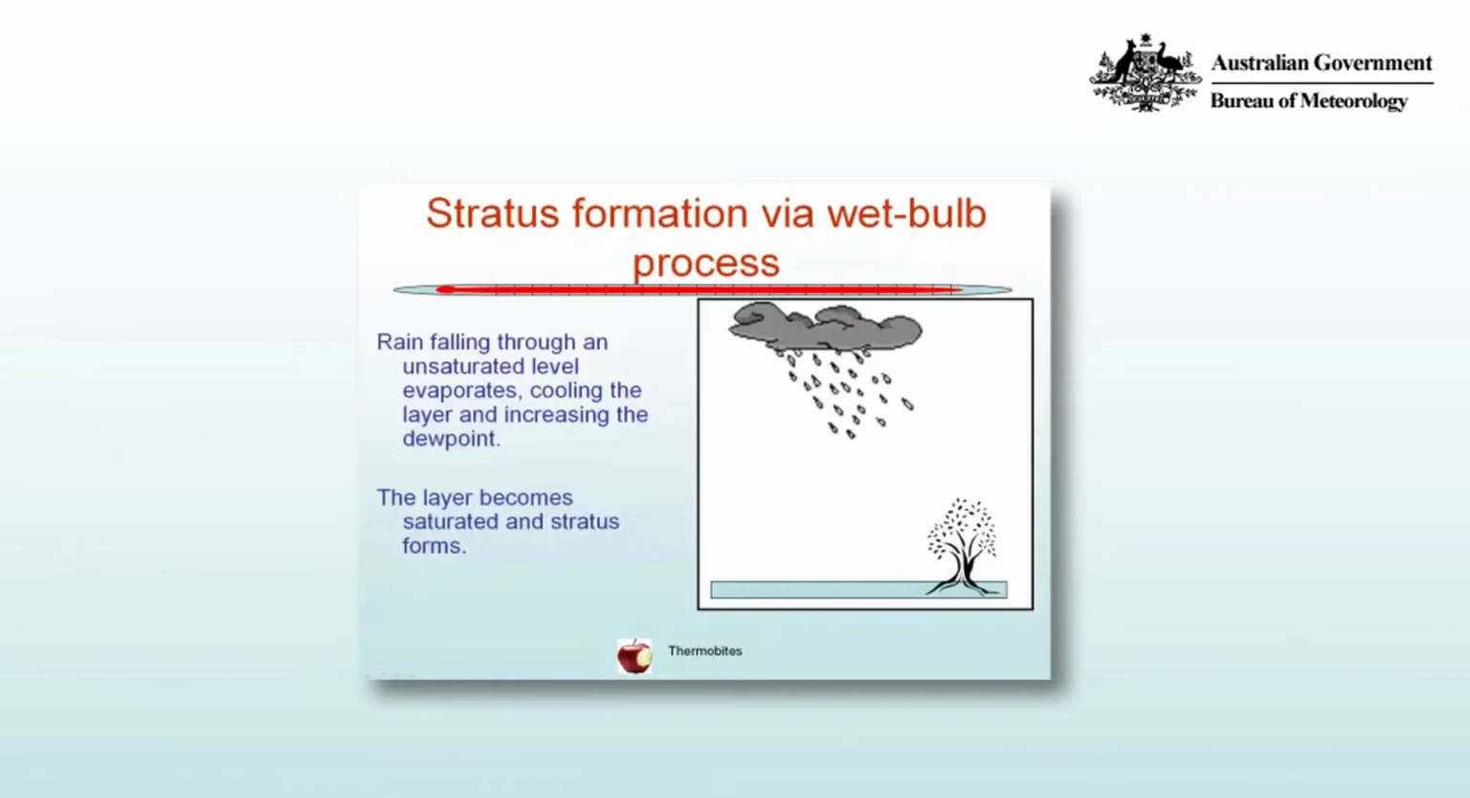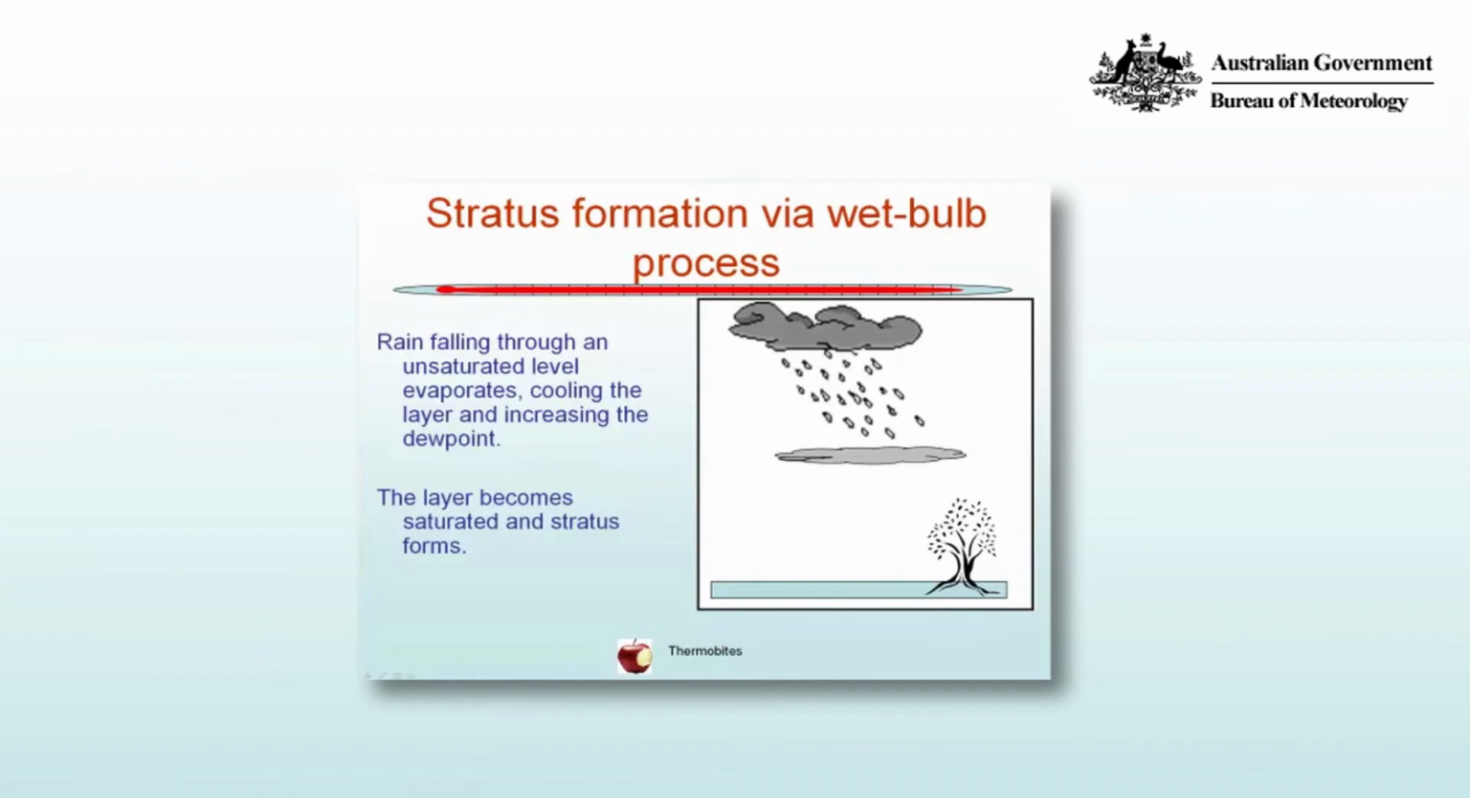Finally, the concept of the wet bulb temperature is useful in thinking about the formation of cloud during rainfall. Consider a cloud precipitating into an unsaturated level. Some of that liquid water will evaporate, and it will cool the layer and increase the dew point, or the mixing ratio. Should that layer eventually become saturated, you will get the formation of stratus.